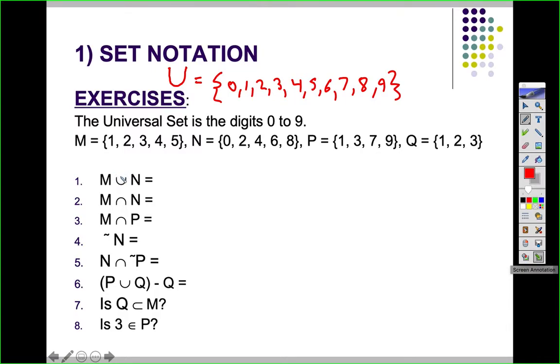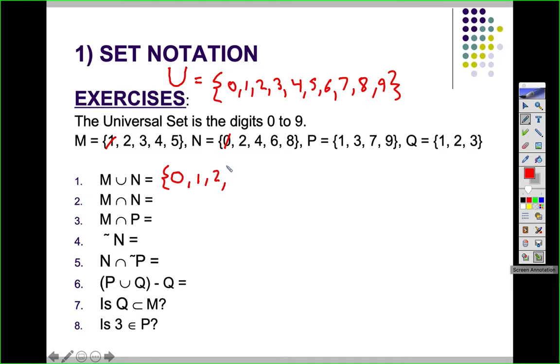Union means all. M, all with N. No repeats. So start from lowest, go to highest. Do I have a 0? Yes. Here's my 0. It's used. Do I have a 1? Absolutely. 1.